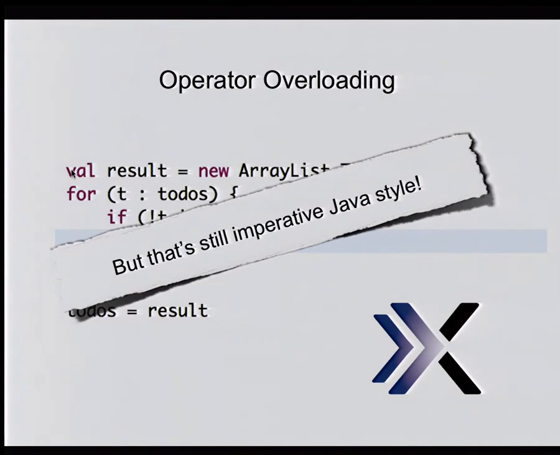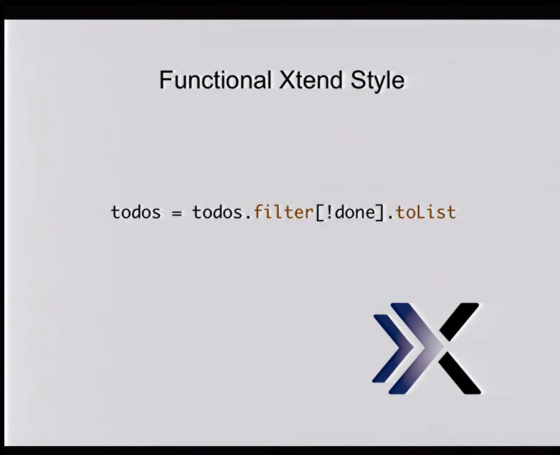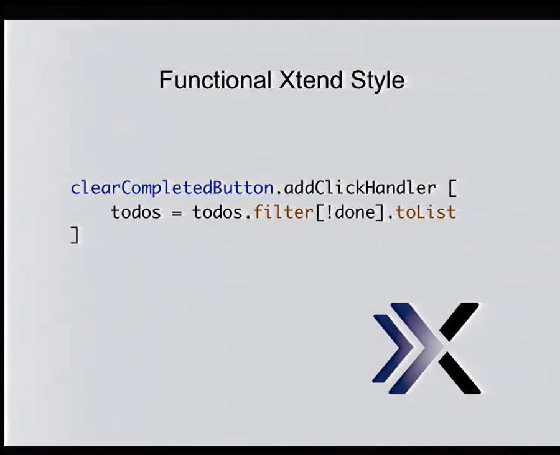And Xtend is a functional language, so you would instead write this. That is, filter me the to-dos, remove all the things which are done, and create a new list and assign it. Okay, using the same API we just saw, the setters and the getters and so on, but much more readable. And also adding the handler you can do like this. These square brackets are a lambda expression, and it calls the add-click handler, which expects a click handler, but these lambda expressions are automatically converted to an anonymous type of the target type. So in this case, a click handler.